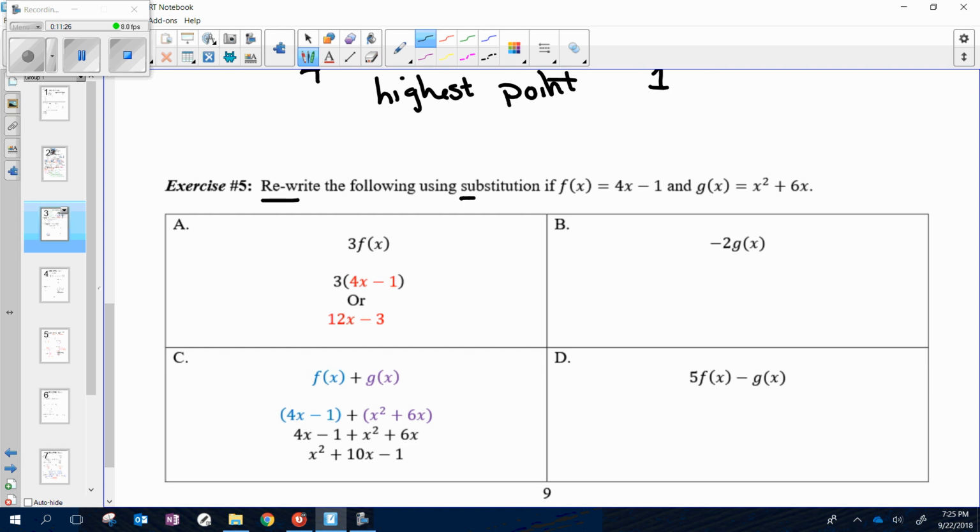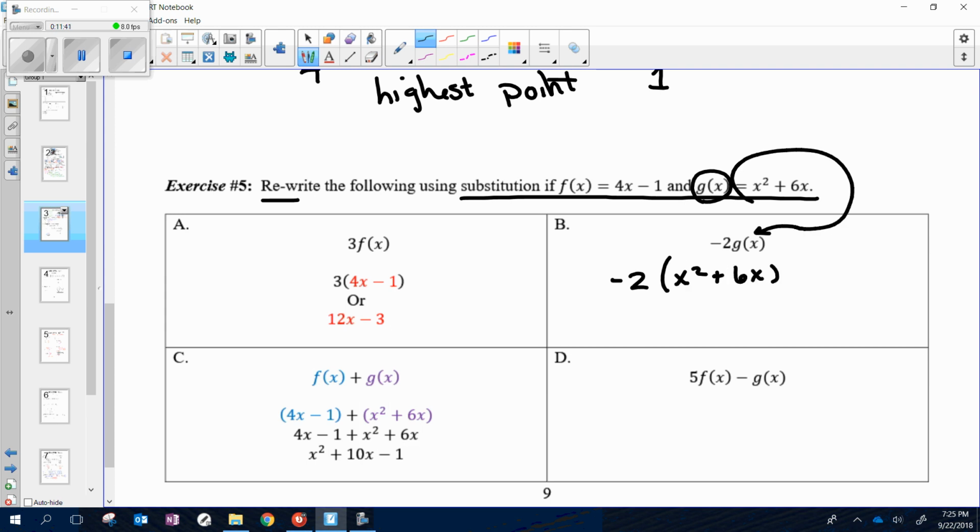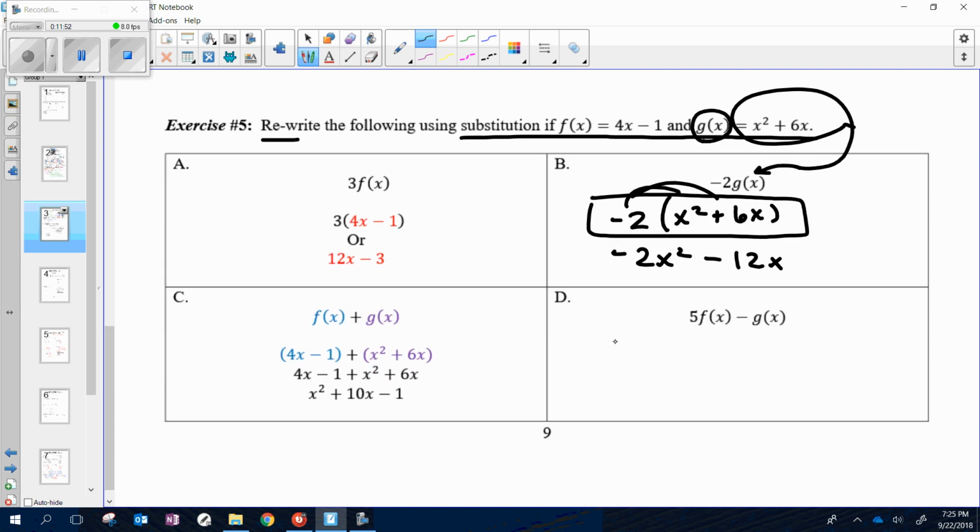Rewrite each of the following using substitution. So the first two are done for you. You can look back at those as you need to. This one is telling me to do -2 times g of x, which is x squared plus 6x. You're just replacing the function with the rule that they gave us for the function. That's all you needed to do, but you could also distribute and clean it up. -2x squared minus 12x.